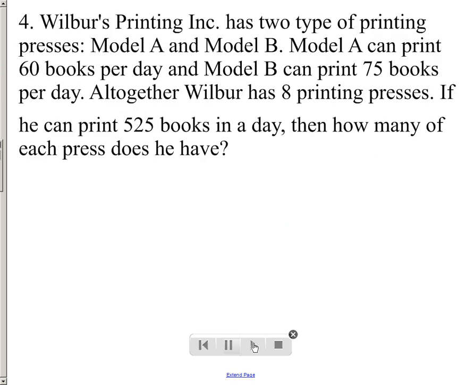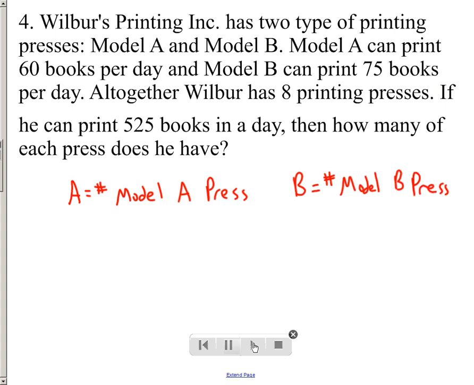All right, so here at Wilbur's Printing Incorporated, we had 2 types of printing presses, Model A's and Model B's. They've got different capabilities, but we just want to know how many A printing presses are there, how many B printing presses are there, so we'll use A and B for our variables. Now, I do know that he has a total of 8 presses. I just don't know how many of those 8 are A's and how many of them are B's. All the other numbers that they give us are all about the number of books per day. So that 8 kind of stands out by itself there.